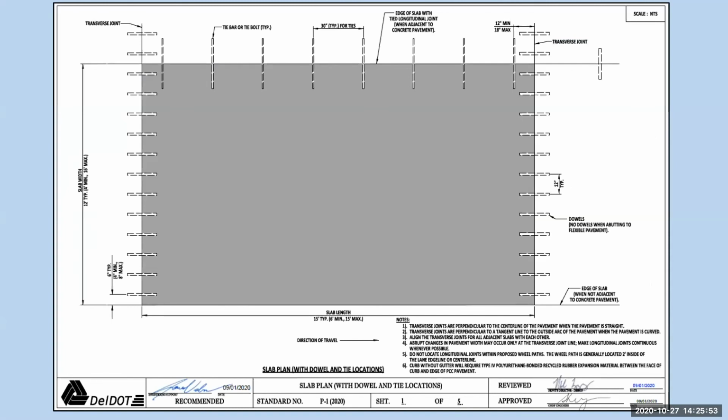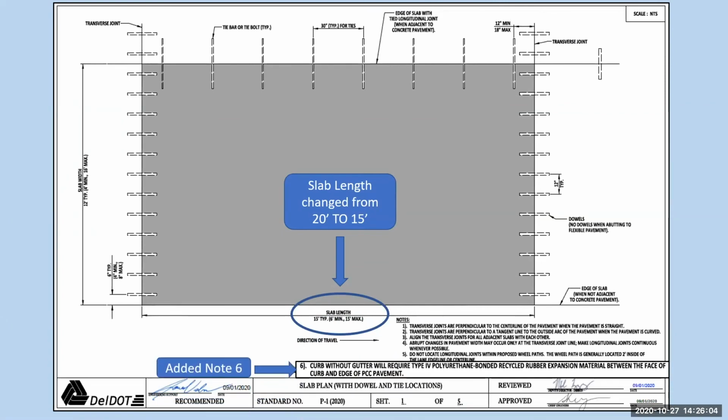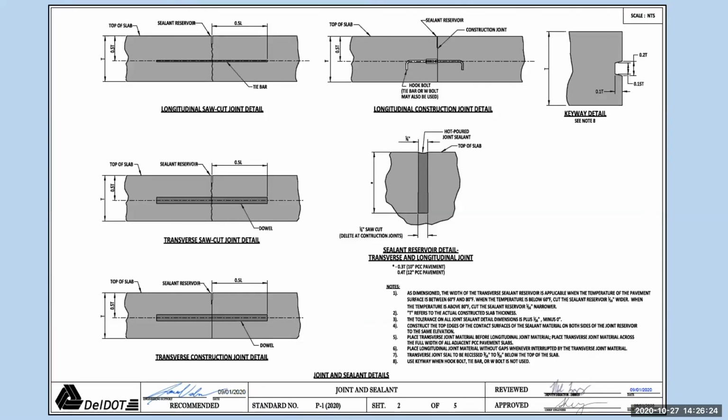So first is the slab plan with dowels and tie locations, and some pretty important things here, with the slab length changed from 20 feet to 15 feet. So that's a pretty important change. And added note 6, so curb without gutter will require type 4 polyurethane bonded recycled rubber expansion material between the face of the curb and the edge of PCC pavement. Probably something maybe you recognize from the earlier curb and gutter details you were shown. So just to be consistent with that.